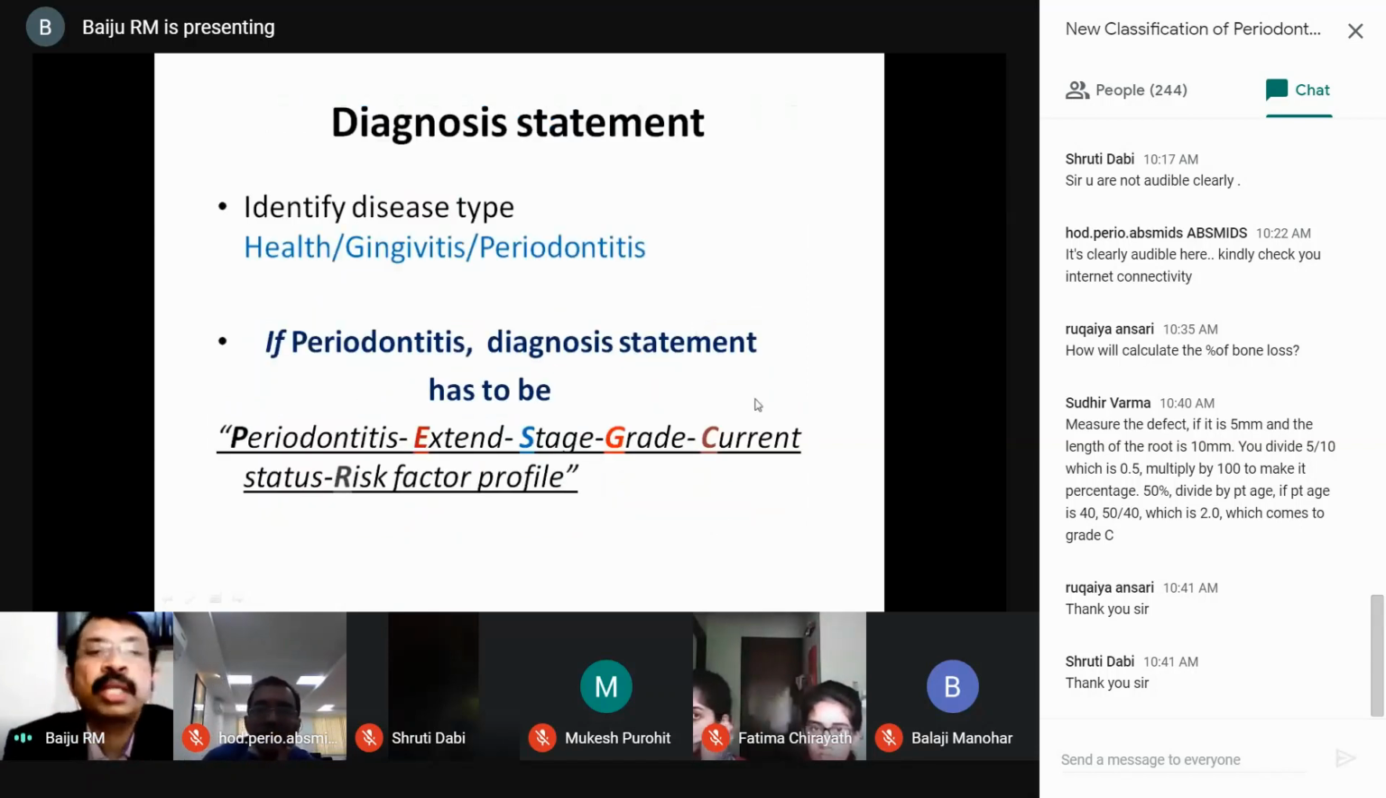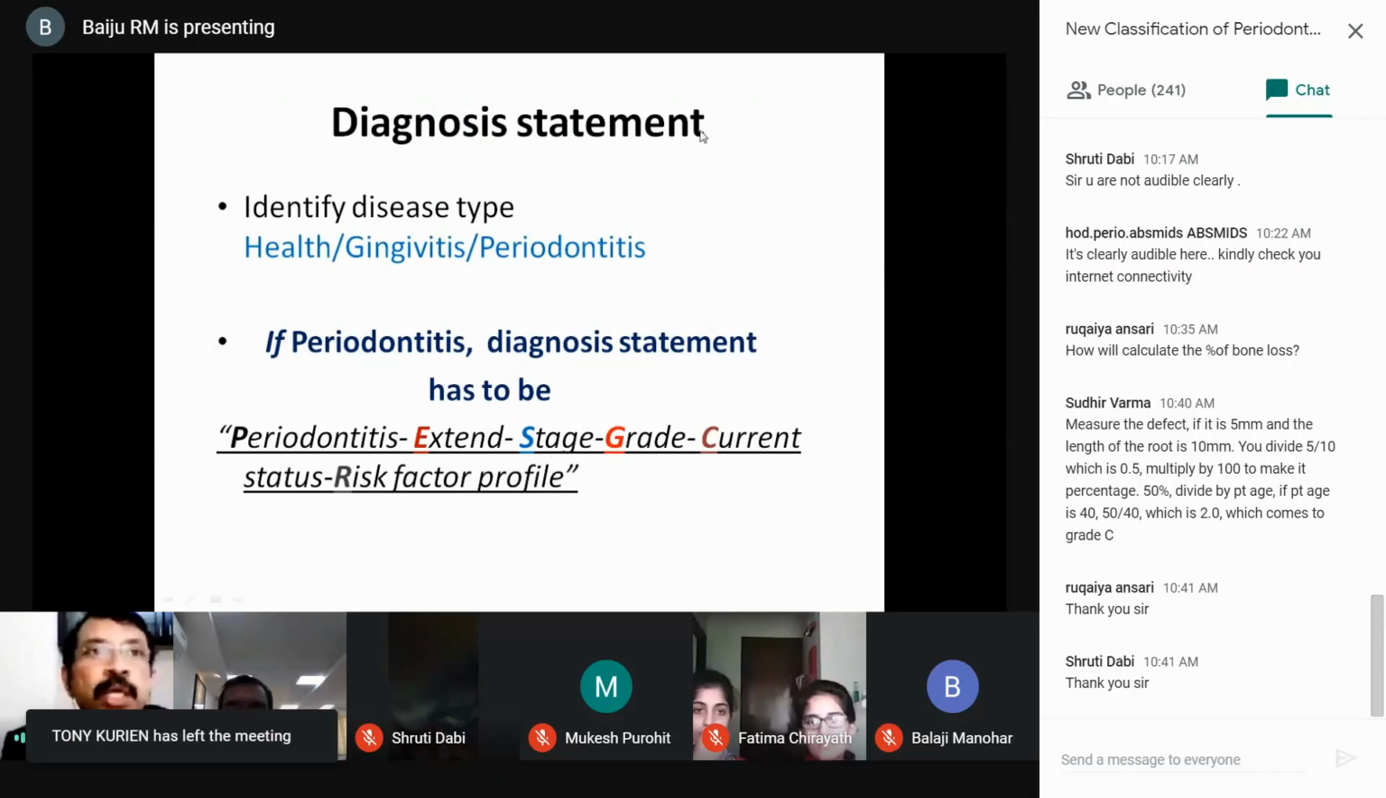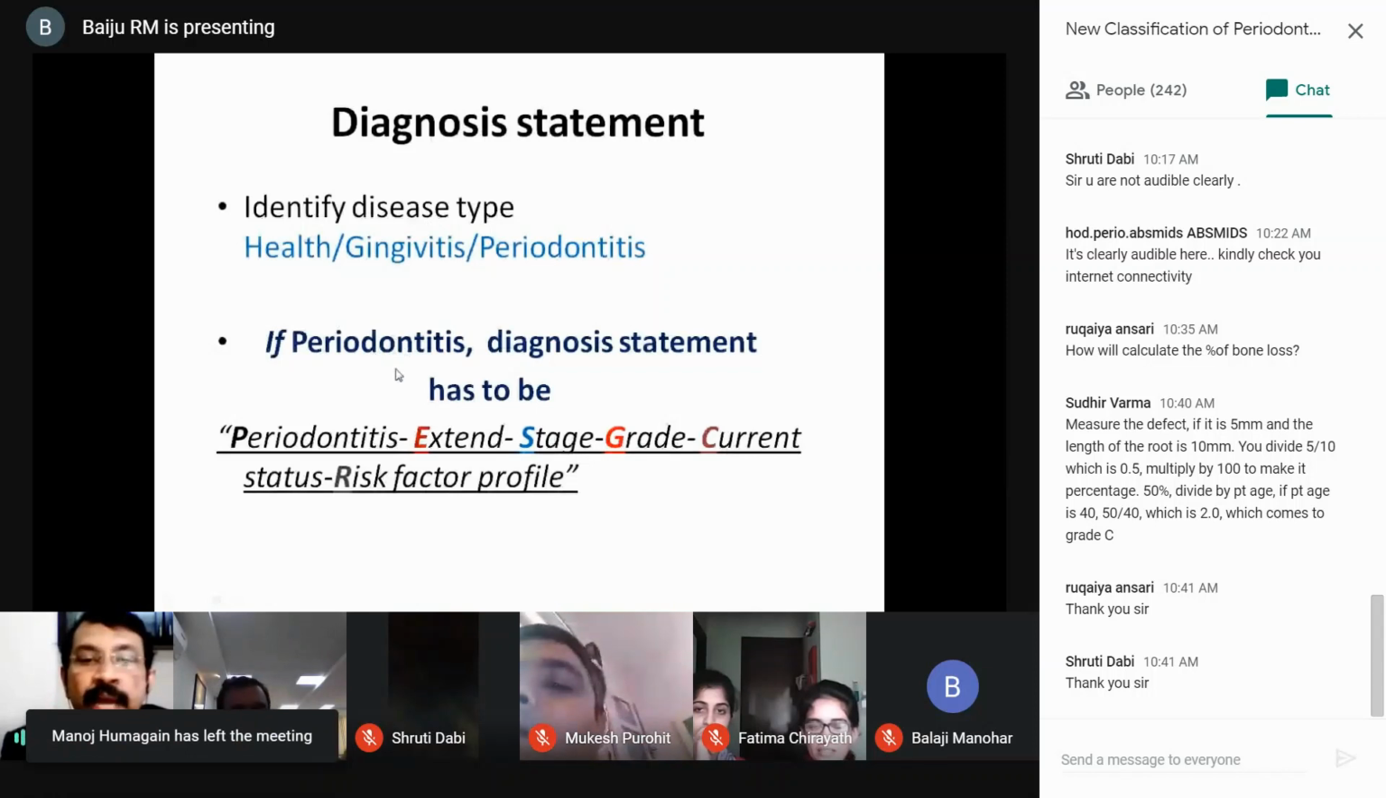Now to the last part, the diagnosis of periodontitis given in a statement. This is the diagnostic statement. In all your cases, you should be writing this as the last statement. The diagnostic statement, or professional diagnosis statement, goes like this. You have to identify first whether it is health or whether it is periodontitis. If you have identified periodontitis from the radiographs and the charts, then you have to write the diagnosis statement.